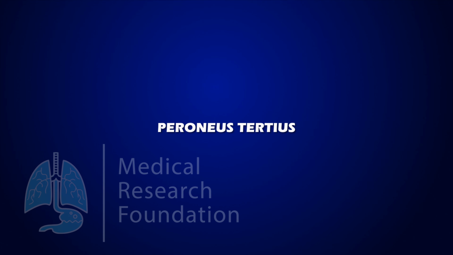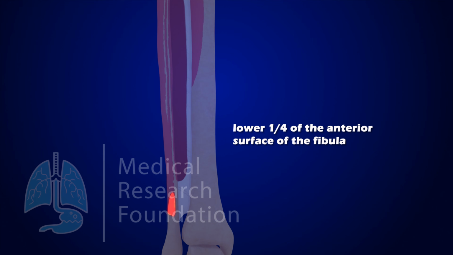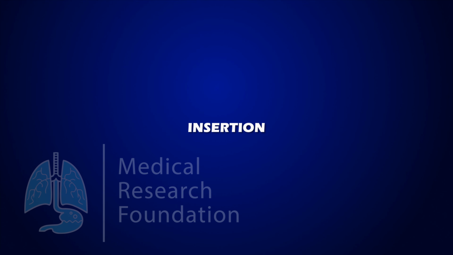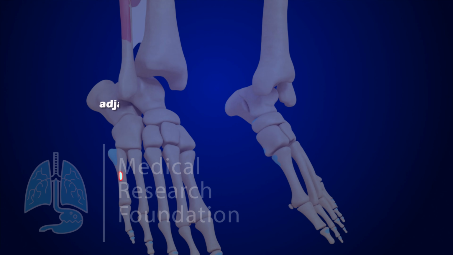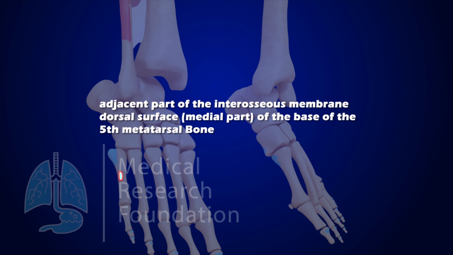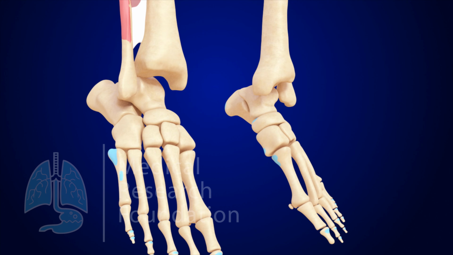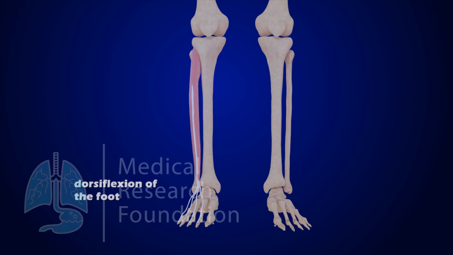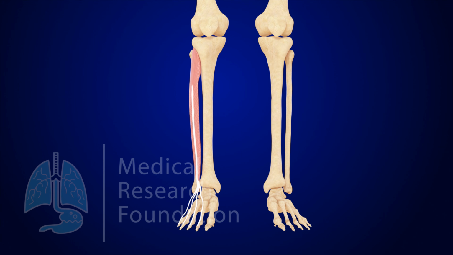Peroneus tertius. Origin: lower 1/4 of the anterior surface of the fibula and adjacent part of the interosseous membrane. Insertion: dorsal surface, medial part of the base of the 5th metatarsal bone. Action: dorsiflexion of the foot and eversion of the foot.